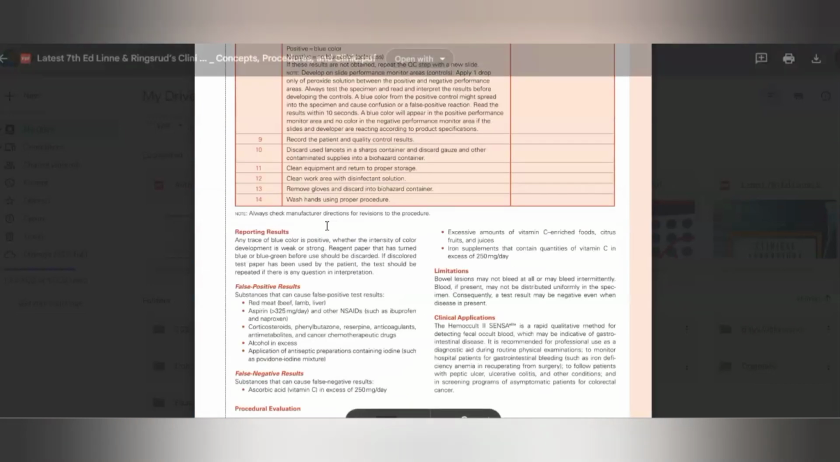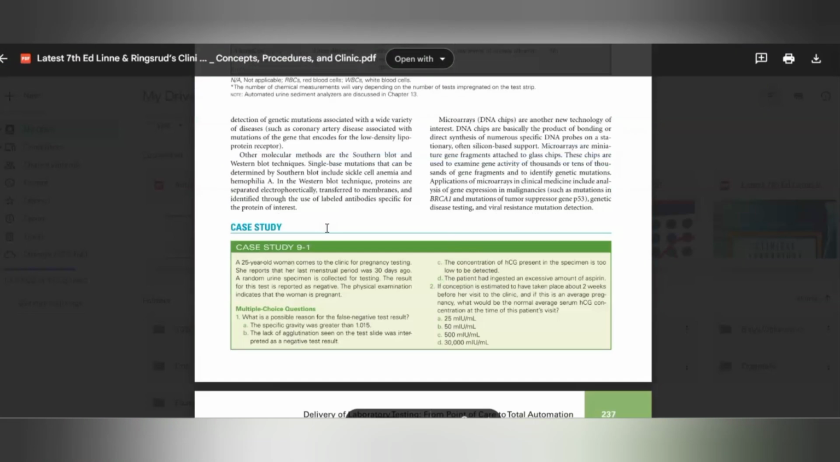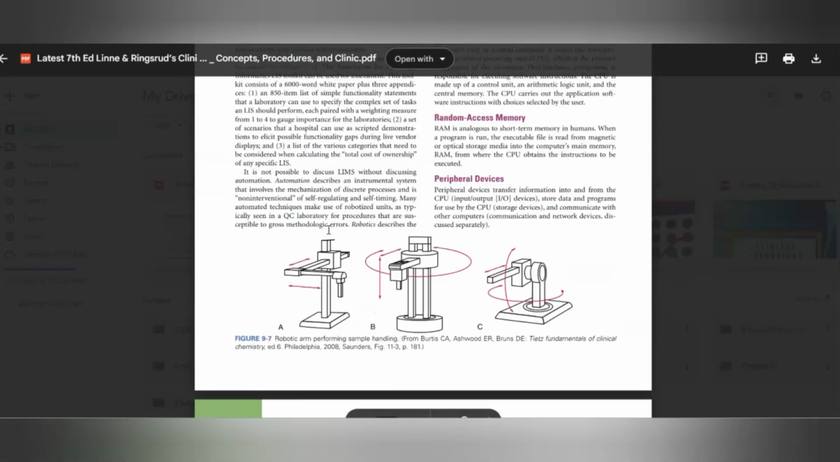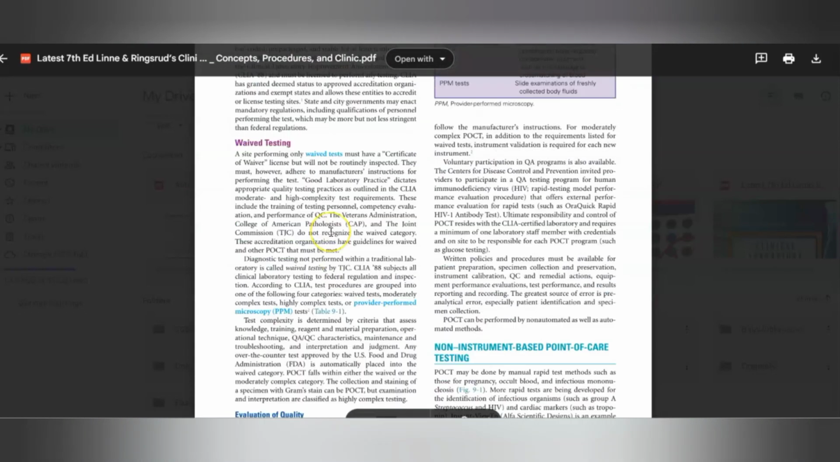So guys, this is a very good book to have in your library. Kindly, if you are in need of this book, kindly email me. I'll share this book with you free of charge.